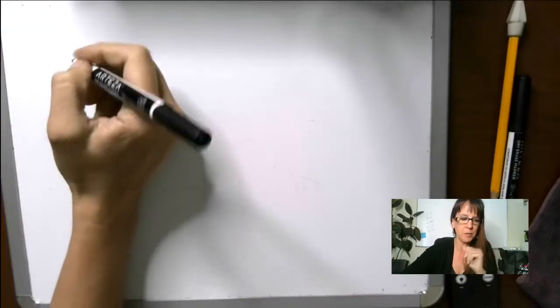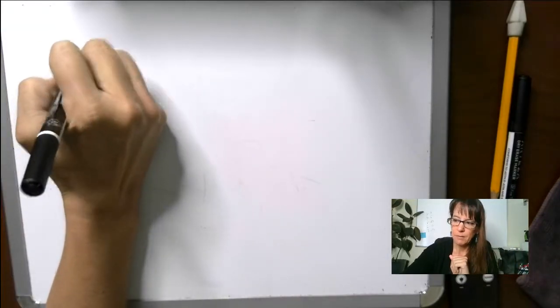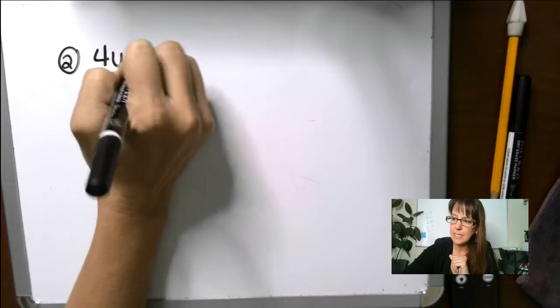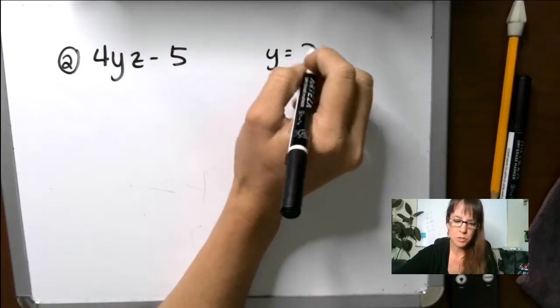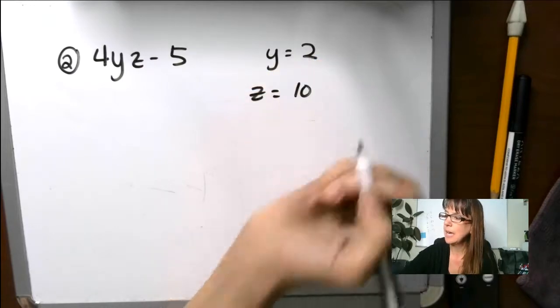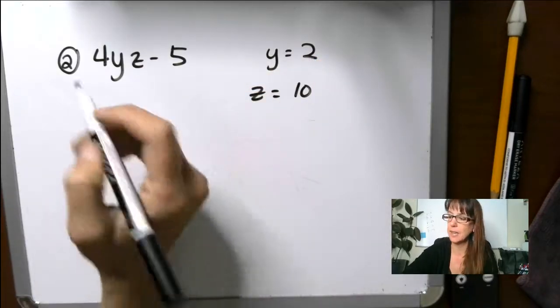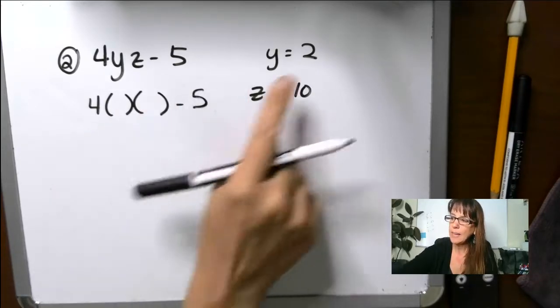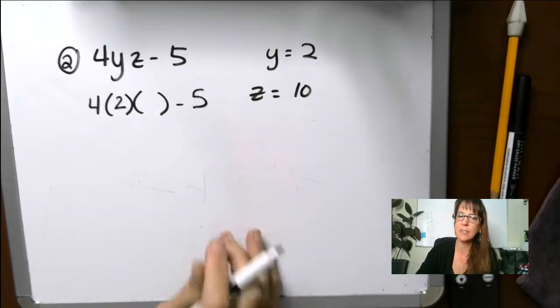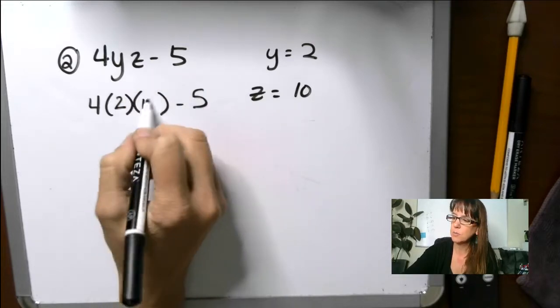All right, so for number 2, we have 4yz minus 5 if y equals 2 and z equals 10. Again, we're going to put in some parentheses for these. So 4 and then parentheses, minus 5. Y equals 2, so we're going to plug that into here. Z equals 10, so we're going to plug that into here.